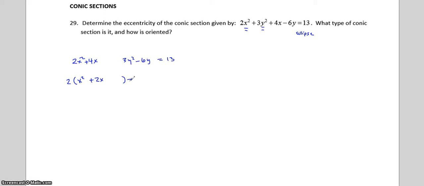And then I'm going to do the same thing here. Now I see there's a 3 in front of the y squared. I'm going to go ahead and factor that out. Y squared, and when I factor the 3 out of the 6y, I'm left with 2y. I'm going to leave a little space for completing the square. And we have 13 over here. So now I'm all set and ready to go.